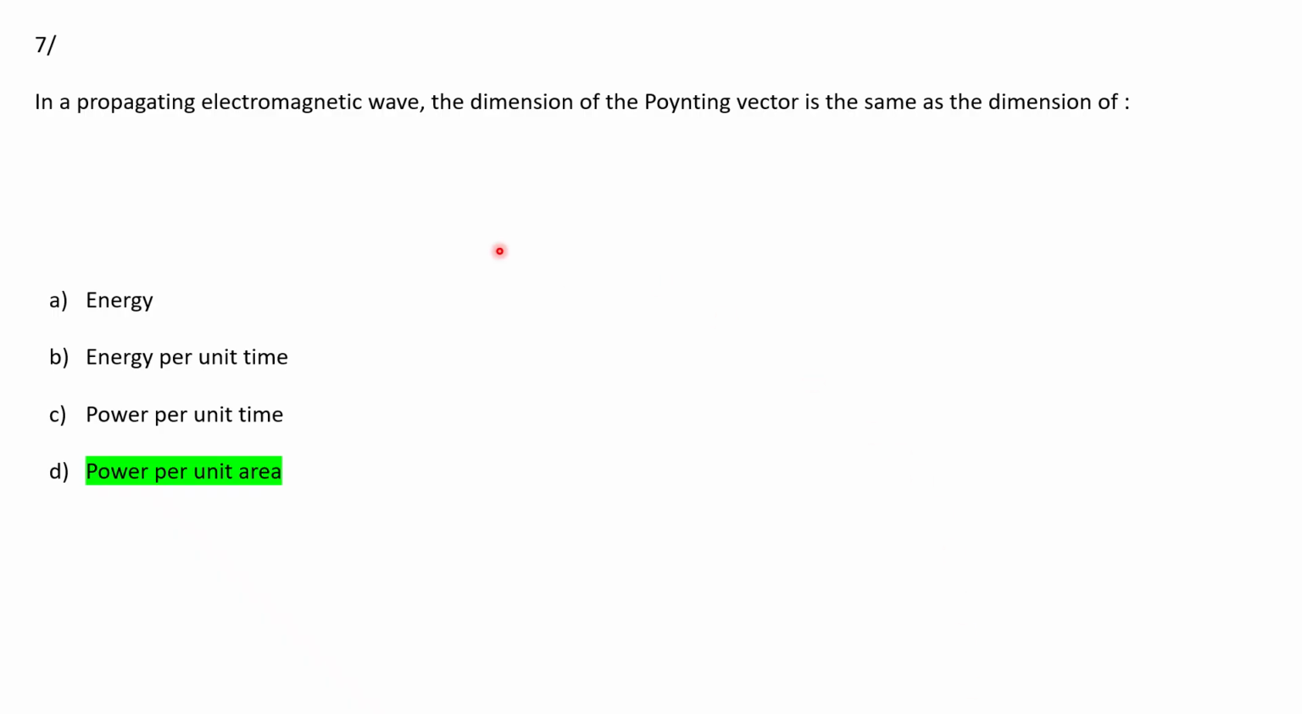Then in a propagating electromagnetic wave, the dimension of the Poynting vector is the same as the dimension of the options: energy, energy per unit time, power per unit time, and power per unit area. So here option D, that is power per unit area, is the correct one.